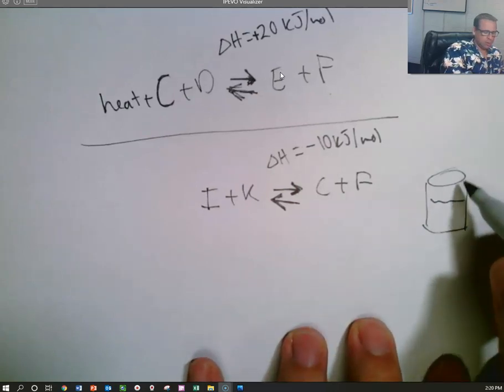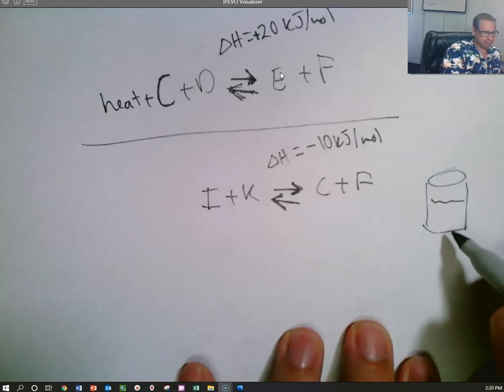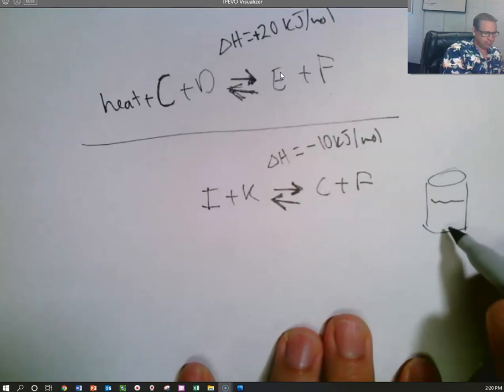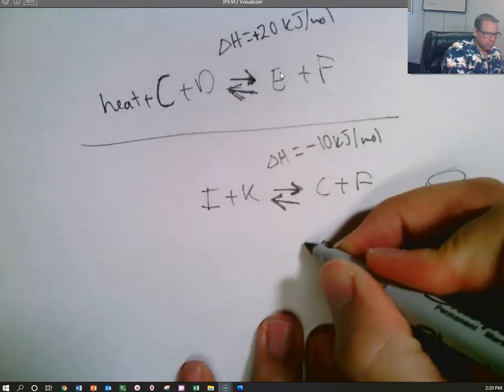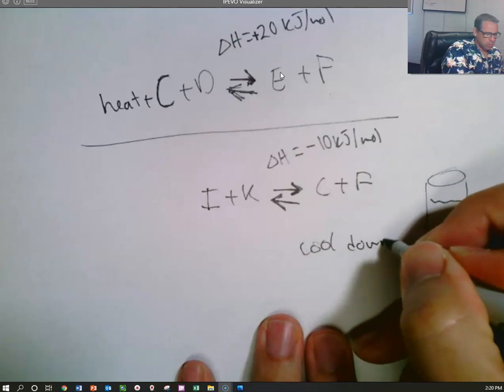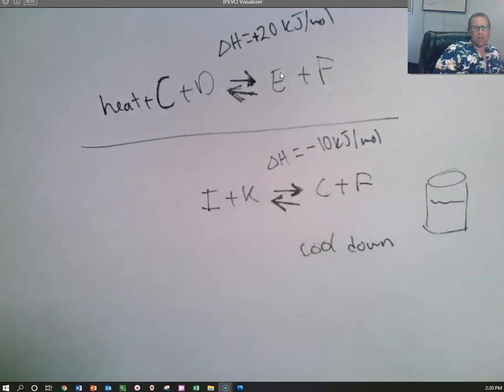We're going to stick our container in ice, or we're going to stick it in an oven and heat it up? Let's say we put it in ice. Okay, so if we cool down this reaction, lower its temperature, how will the reaction shift? How will the equilibrium shift? Will it shift to the right or to the left? What do you think, Jace?